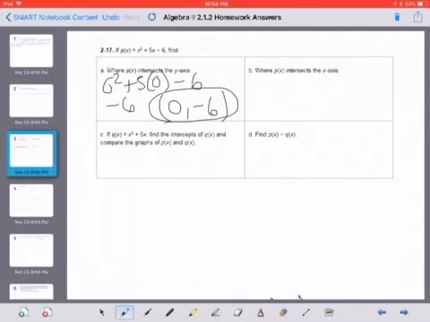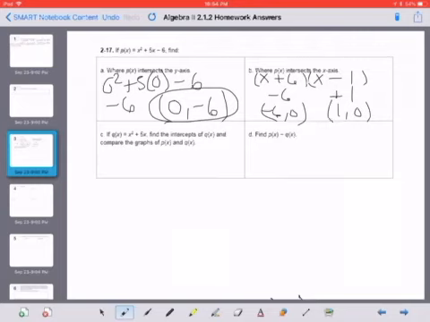Then where does it intersect the x-axis? That's a little more complicated. You have to factor it. So you could box and diamond it, and you'd end up with x plus 6, x minus 1. So then you know that it intersects at negative 6, 0 and 1, 0. Those would be the points of intersection for the x-axis.